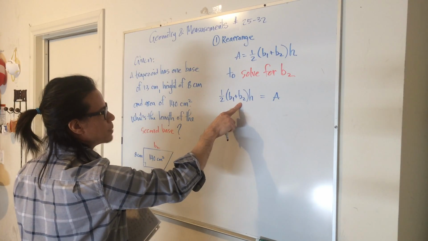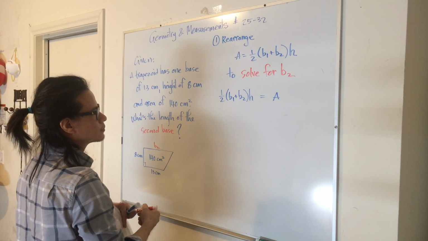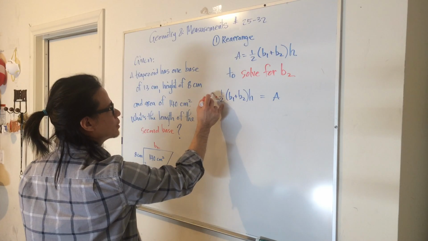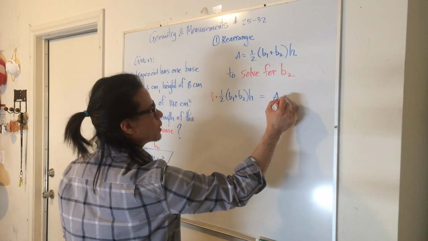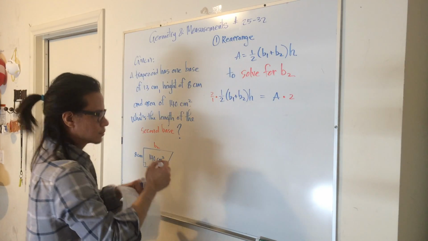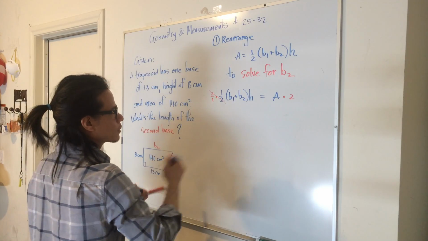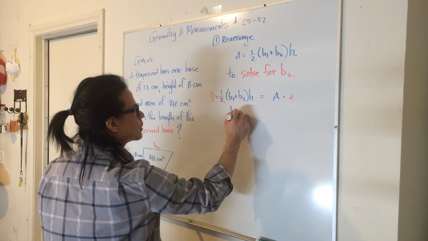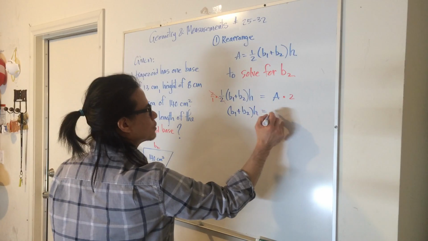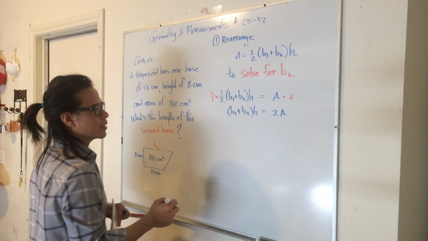Now to get B2 by itself, we'll get rid of the 1/2. Multiply by its reciprocal, which is 2/1. So multiply the right side by 2/1, which is the same as 2. The 2 cancels out. We have B1 plus B2 times height is equal to 2A. A times 2 is 2A.